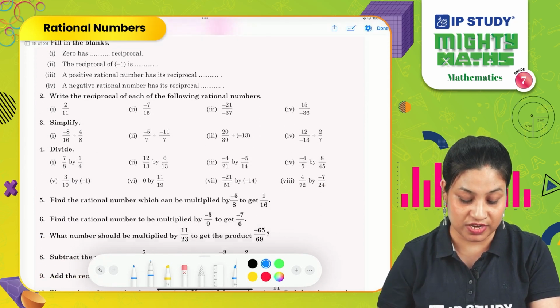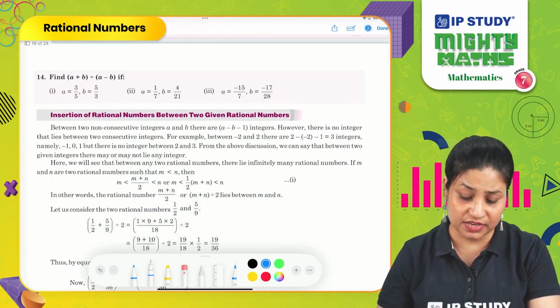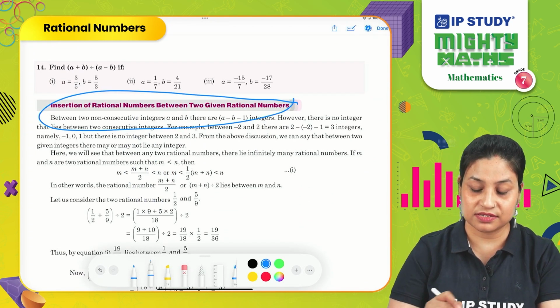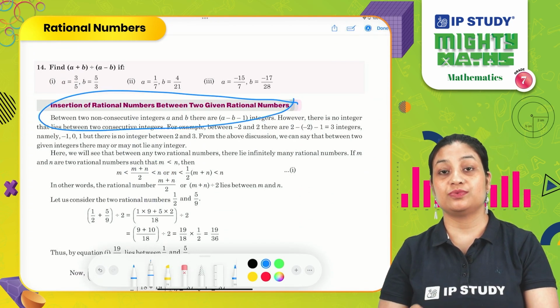Now, let's move on to the next topic. The next topic is how to find rational numbers between two given rational numbers.